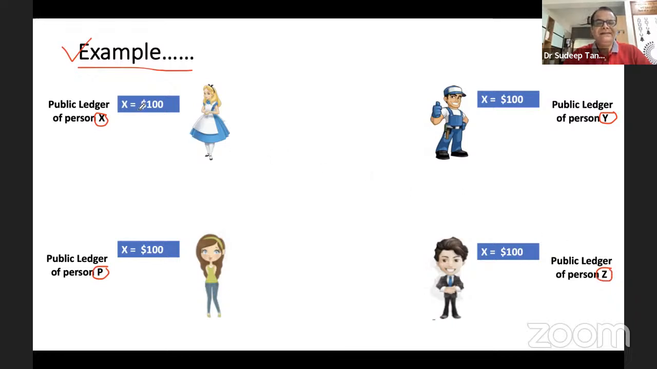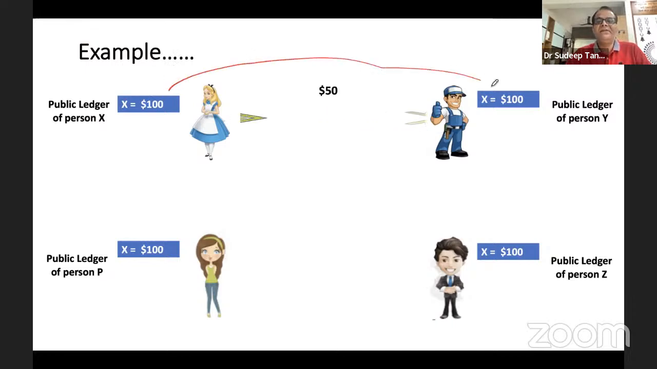Now let's say initially every individual has $100 in their account. Just a hypothetical situation I have considered. Let's say the first transaction I want to initiate in this network, which contains 4 individuals, where every individual has $100 in their account. So person X wants to transfer $50 from her account to person Y. It is a transaction between X and Y. So that means the X account is debited and the Y account is credited. That means in a normal banking transaction, it has nothing to do with the accounts of P and Z.